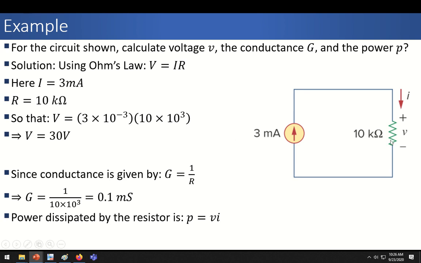So we have the value of V, that is 30, and we have the current value, that is I is equal to 3 milliampere. So power dissipated will be equal to 30 into 3 milli, this will be 90 milliwatts. So this is the power that is being dissipated by or consumed by this resistance. This is also the power that is being supplied or delivered by this source. So in this case you can see that power consumed is same as power dissipated.